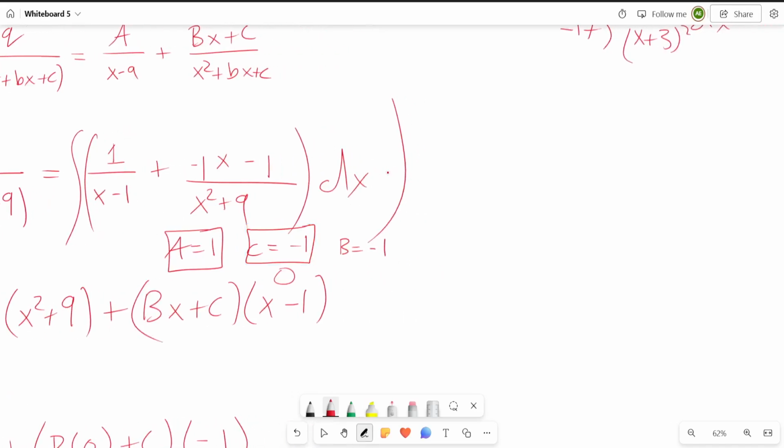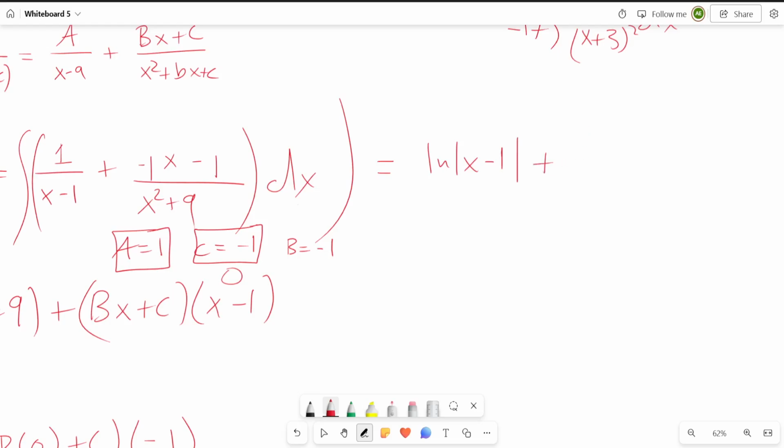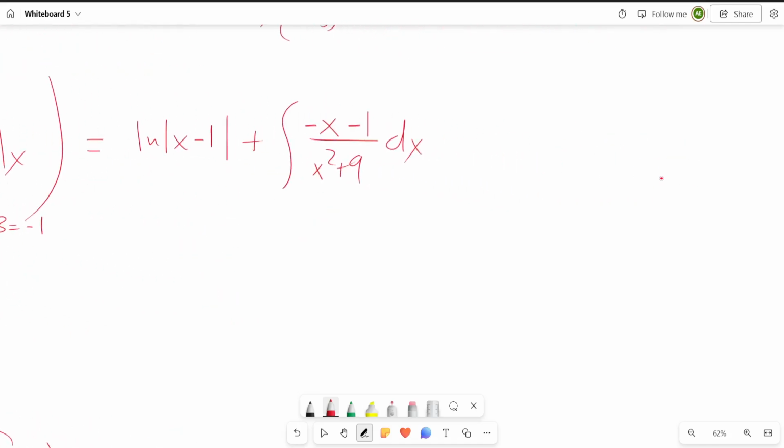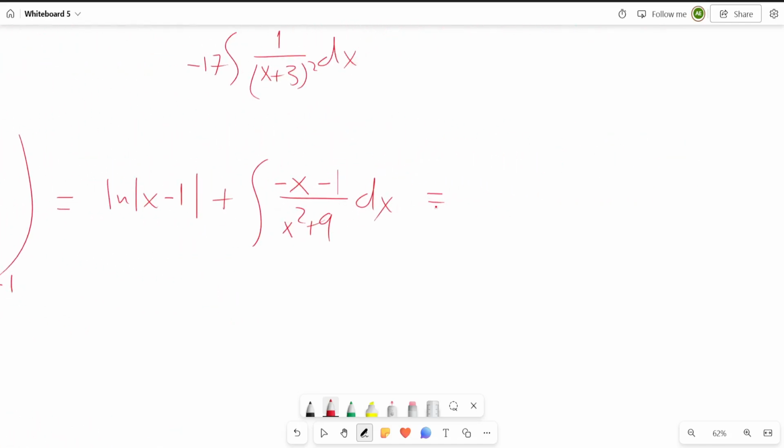So this first term is very easily integrated. So it's going to be ln of x minus 1, and then we need to add the integration of minus x minus 1 over x squared plus 9 dx. So how can we do the integration of this term? First of all, let me rewrite it as the integration of, I'll split it, minus x over x squared plus 9 plus minus 1 over x squared plus 9 dx.